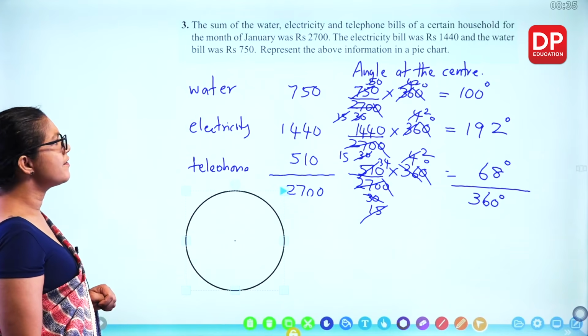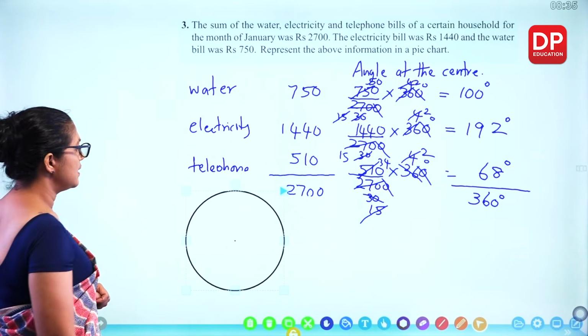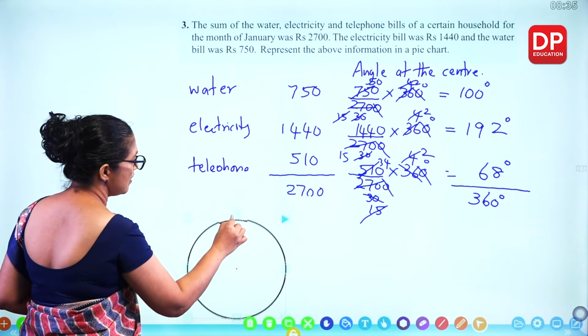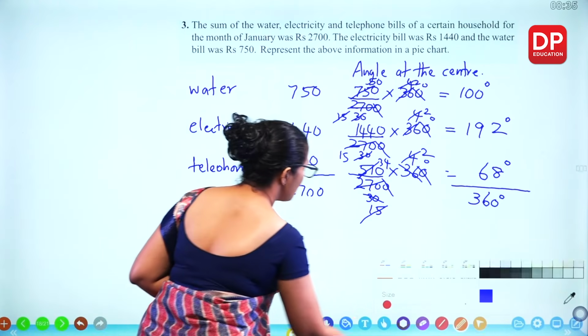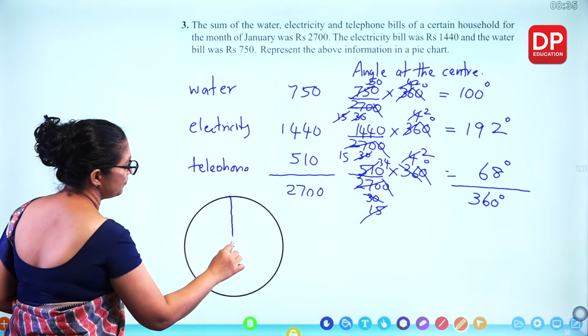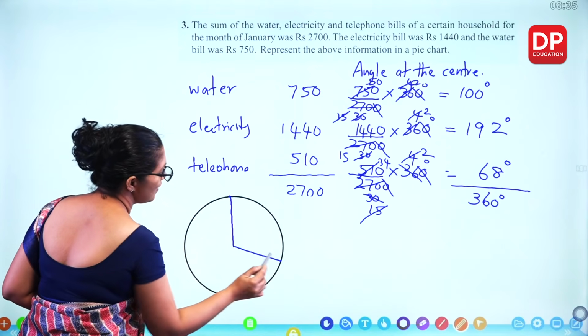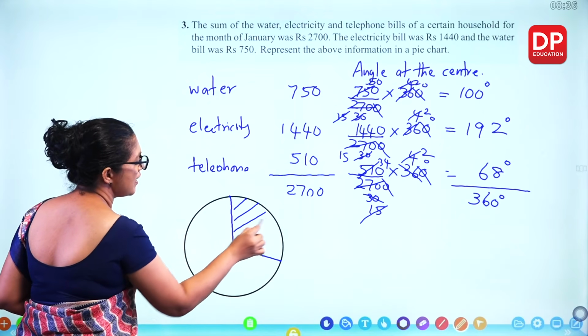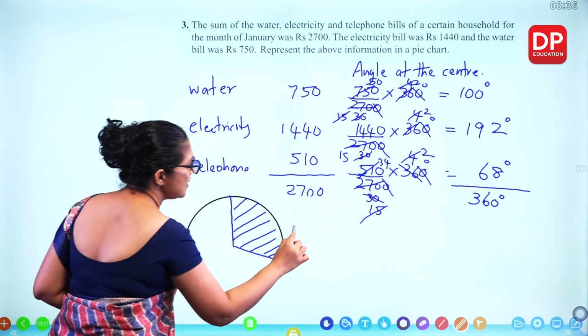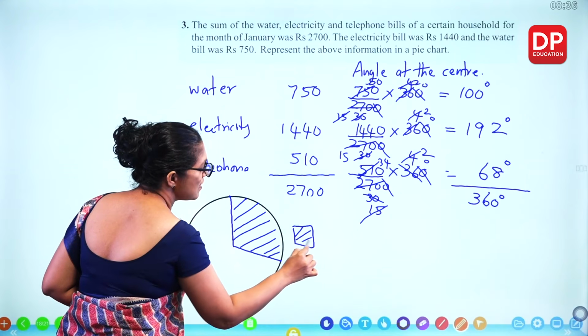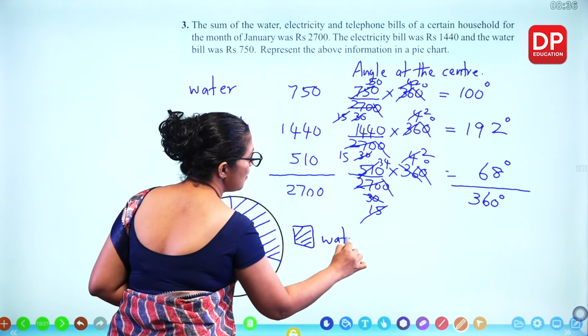So 100 degrees for water bill. So we can draw, 100 is somewhere there. So that's the water bill. So I can use any pattern and mark this is water bill.